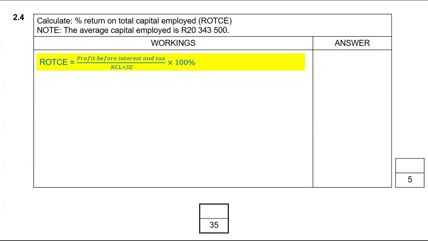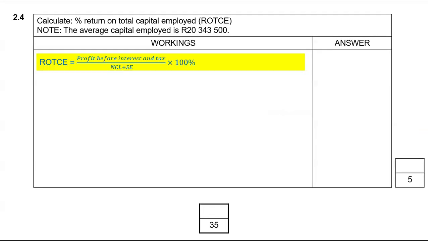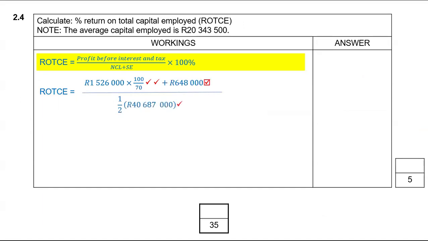Remember shareholders' equity, guys. I calculated this and it worked out just fine to get that 20,343,000. What they did is that they took your ordinary share capital for this year and last year, they added it with retained income for this year and last year. Let me just show you the value that I got. It's 40,684,000. So that's what they used. And then they divide it by 2.